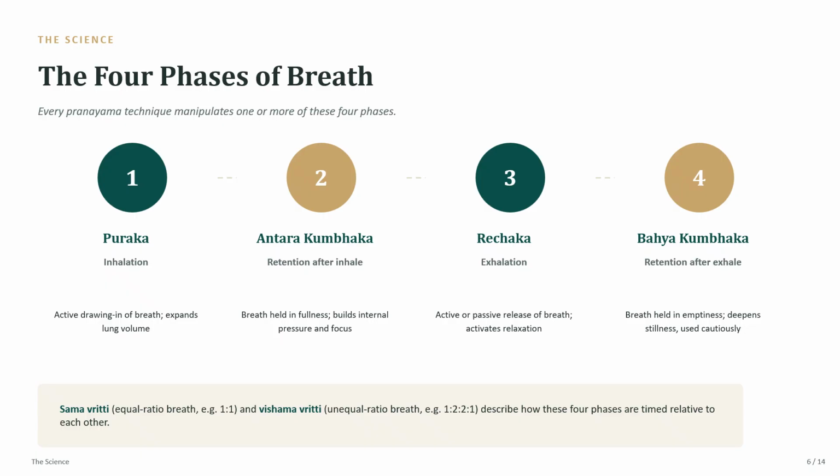And you can also have an equal ratio of the breath, like 1 second inhale, 1 second exhale, and you can steadily improve your timing on a weekly basis or a monthly basis, whatever phase you go on.